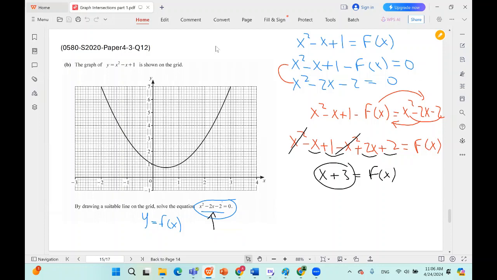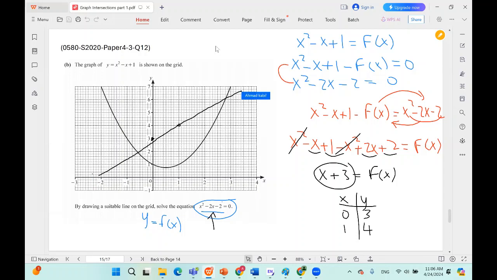So x plus 3 passes through 2 points. To draw the line, we need 2 points, of course. Let's use a table here. If x is 0, y is 3. If x is 1, y is 4. So therefore, 0, 3, and 1, 4 are 2 proper points to use. 0, 3, and 1, 4. We want to draw a line to see where it cuts the curve. So the line should look something like this.